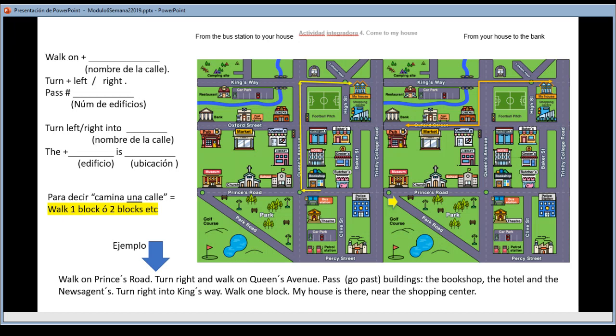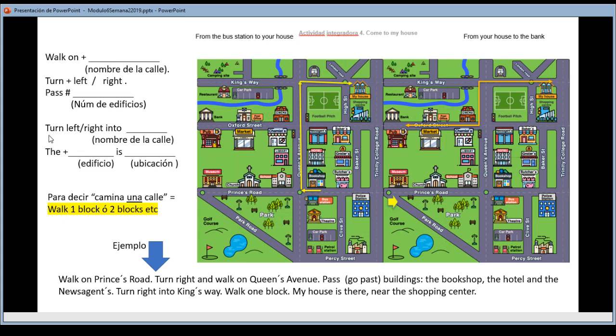Pass number of buildings, for example. Pass 3 buildings. Or maybe instead of saying the number of buildings, you can say the name of the buildings. For example, turn right and then pass the chemist, the market, and the pub.